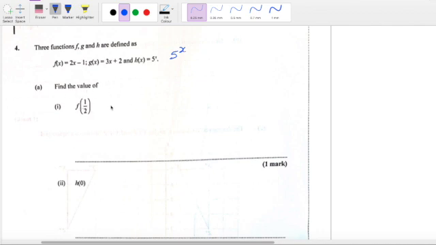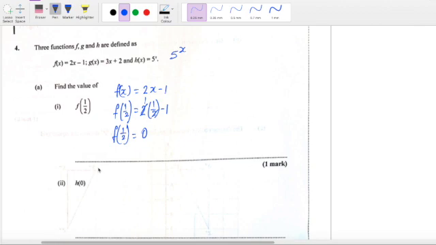Find the value of f of a half. So f of x is 2x minus 1. Always write it here so that you don't mix up the f, g, and h. Always write the function first, and then find f of a half, which is 2 times a half minus 1. So 2 times a half is 1. So f of a half is 0, because 1 minus 1 is 0, right?